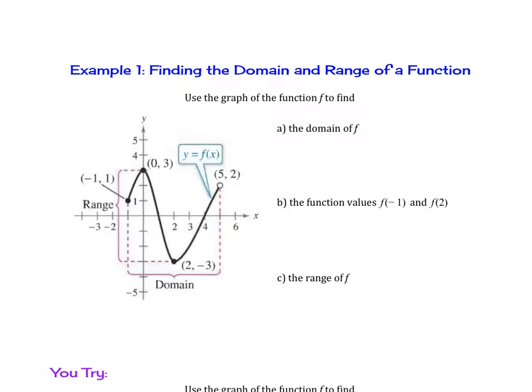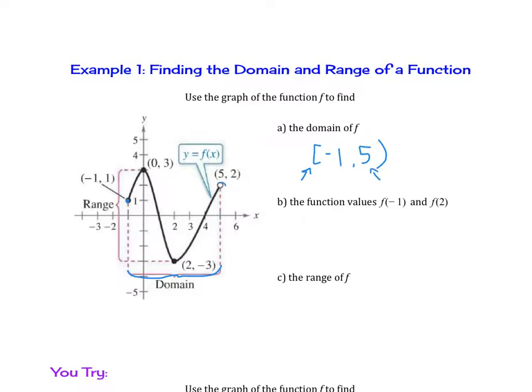So for example 1, we're going to find the domain and range of a function. So remember, domain has to do with our x values, and range has to do with our y values. So we're looking at the domain of f. Domain are our x values, and you notice that's here. So our domain is from -1 to 5. Notice that this is a bracket because it's included, it's a closed circle, as opposed to this side, which is an open circle. So there is a difference with that.